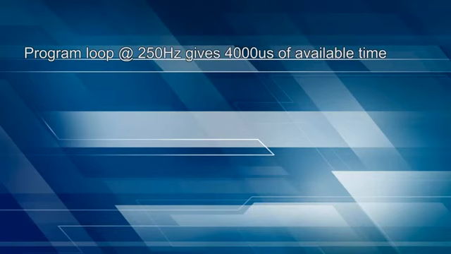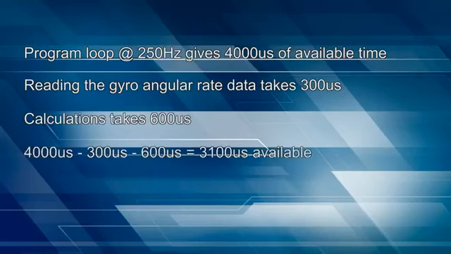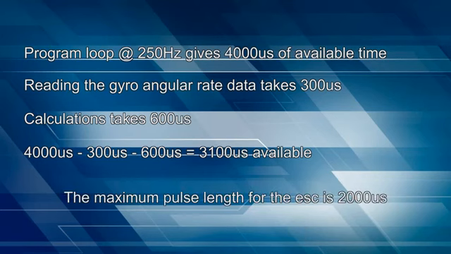Now a program loop at 250 Hz gives us 4000 microseconds of available time. Reading the gyro angular rate data takes 300 microseconds. The calculations take 600 microseconds. And when we subtract these times, we get 3100 microseconds of available time. The maximum pulse length for the ESCs is 2000 microseconds, so there is plenty of time to create the pulse for the ESCs after the calculations.